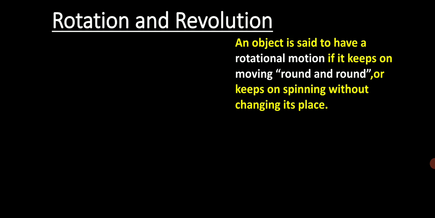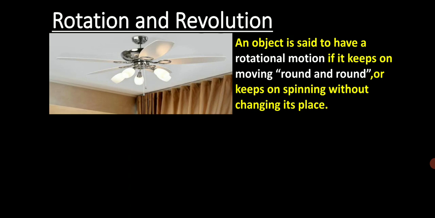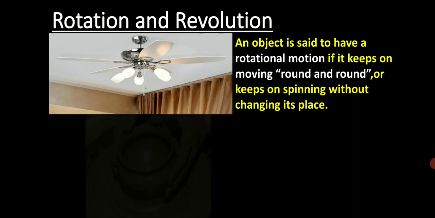Rotational motion. An object is said to have rotational motion if it keeps on moving round and round or keeps on spinning without changing its place. As you look at the rotating blade of this fan, the blades are moving round and round, but they stay in the same position. So an object has rotational motion if it keeps moving round and round or spinning without changing its position.